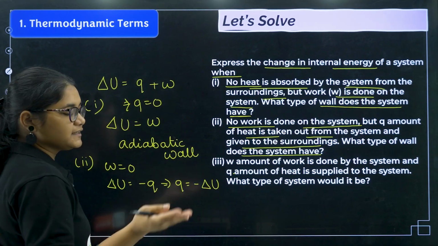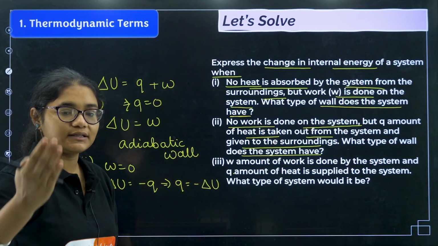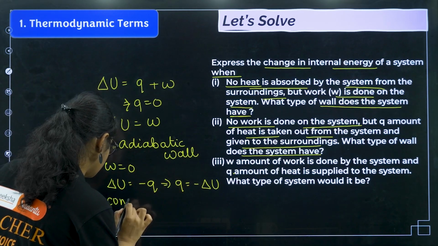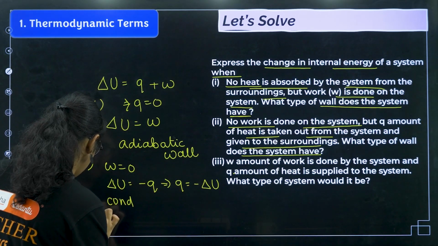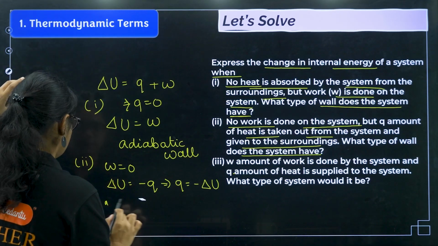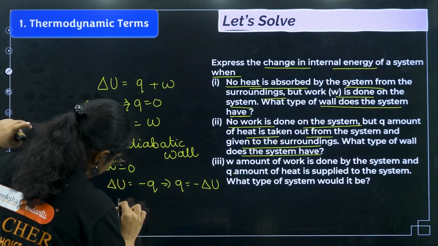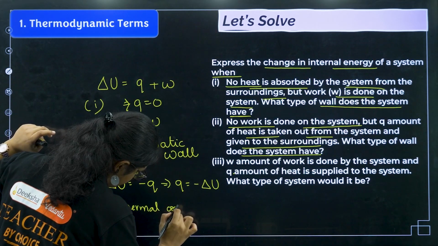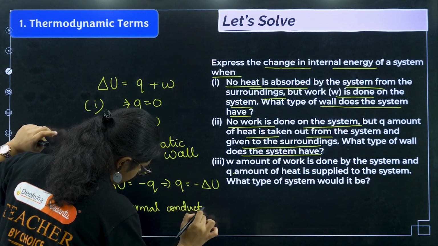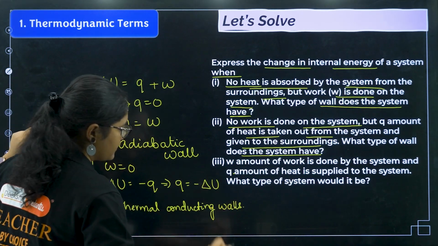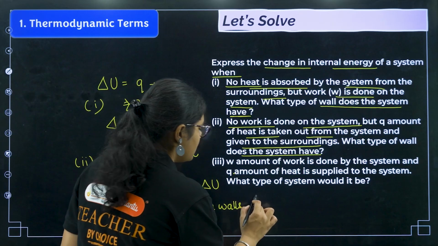Now because there is exchange of heat taking place between the system and the surrounding, what type of walls do we have? Conducting walls, or you can write thermal conducting walls. Okay, next, question number 3.